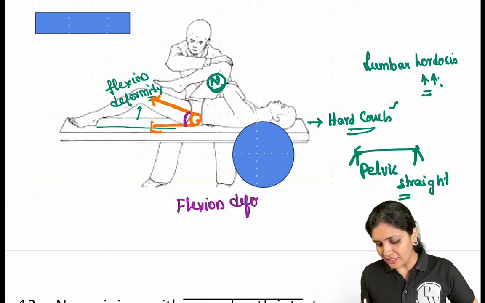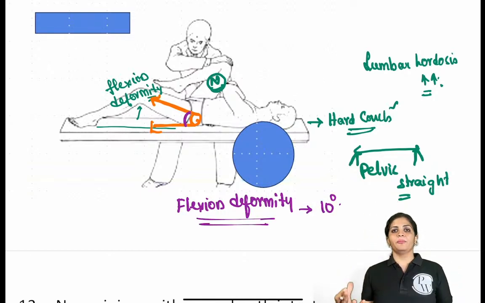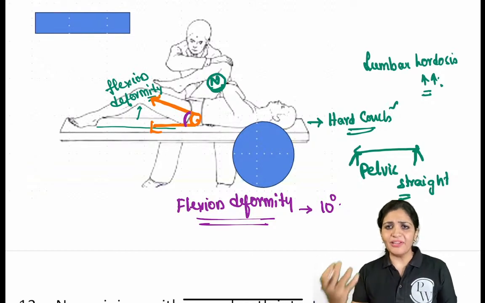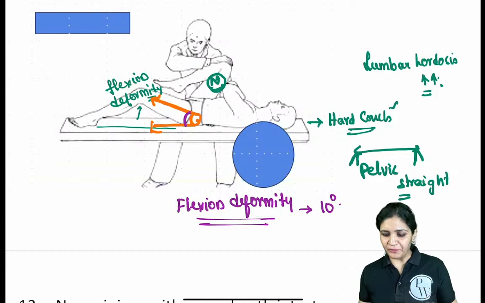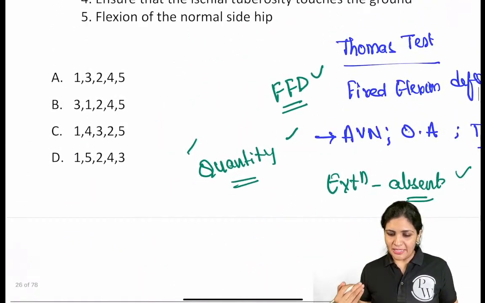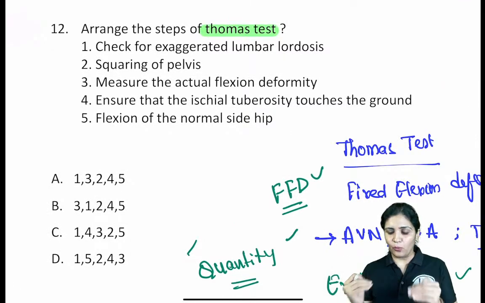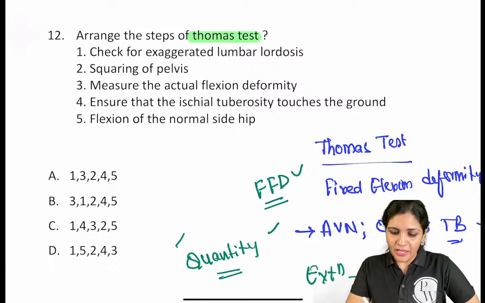It could be some 10 degrees, 15 degrees like that. So you quantify it as 10 degrees of flexion deformity if it has been observed as 10 degrees, right? So this is how you perform the test for flexion deformity, and this particular test is called the Thomas test. Now just take maybe some 30 seconds to put it in order accordingly.